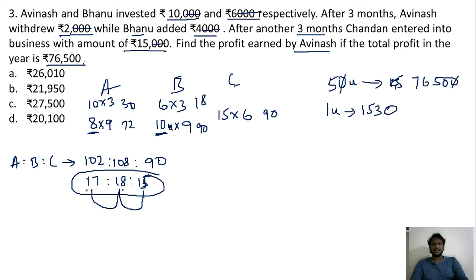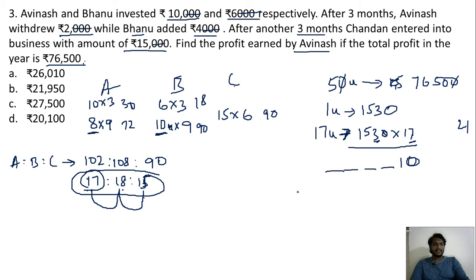Now we have to find 17 units because 17 units is the share of Avinash of the total profit. Now 17 units is equal to 1530 into 17. Now please don't multiply this. See, you have to find the unit digit. Now you will be having 1 0 and immediately after this 0 you will be having 7 into 3, that is 21. So you will be having 1 immediately after the 0 and the other digits continue.